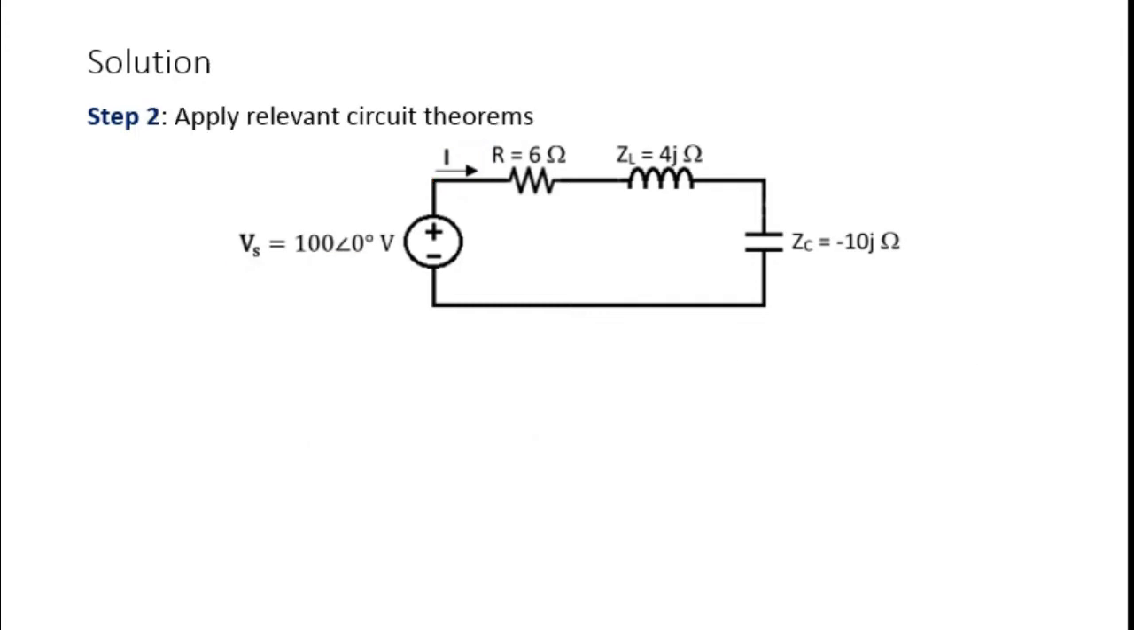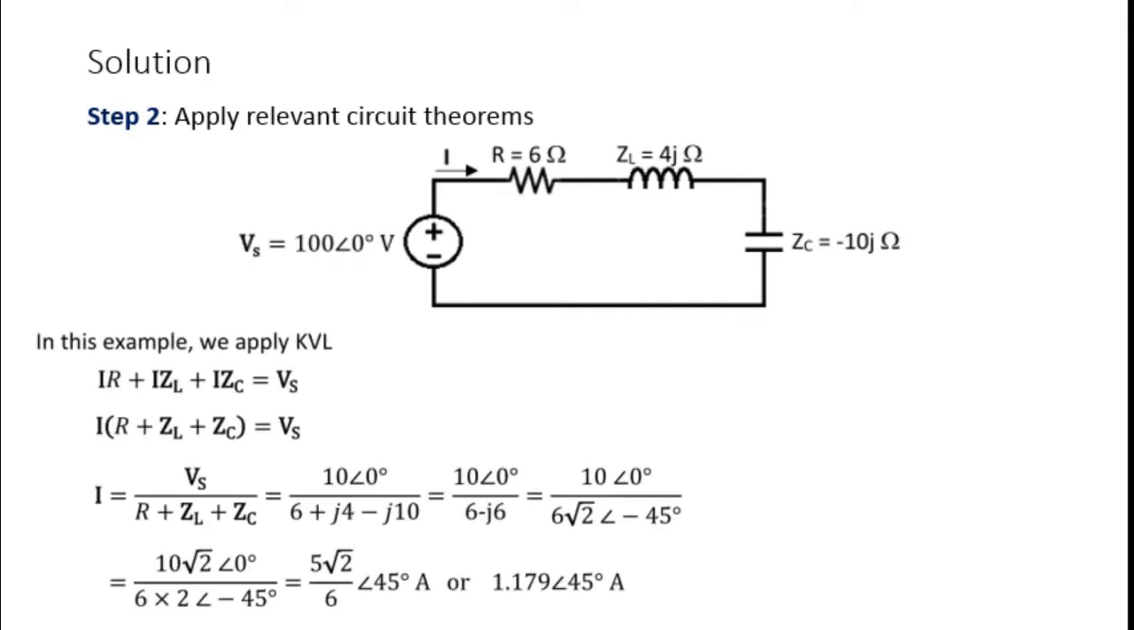So once we have drawn the circuit, now we can analyze it. In this case, we will use Kirchhoff voltage law. The Kirchhoff voltage law states that the total voltage in a closed loop is equivalent to 0. We have the voltage across resistor plus voltage across inductor, and the voltage across capacitor is equivalent to the voltage of the source. So we have these expressions of KVL.